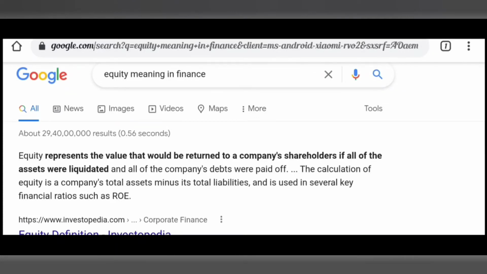Equity represents the value that would be returned to a company's shareholders if all of the assets were liquidated and all of the company's debt were paid off. The calculation of equity is a company's total assets minus its total liabilities, and it is used in several key financial ratios such as ROE, return on equity. As I said earlier, equity represents the value that would be returned to a company's shareholders if the assets were liquidated. Do you know, guys, when a company's share price will increase or decrease?